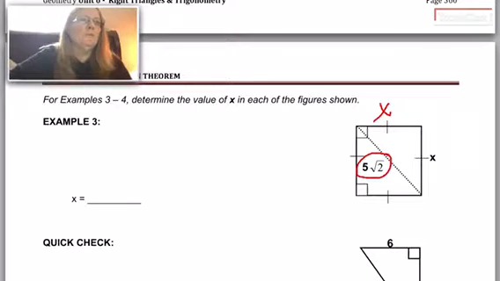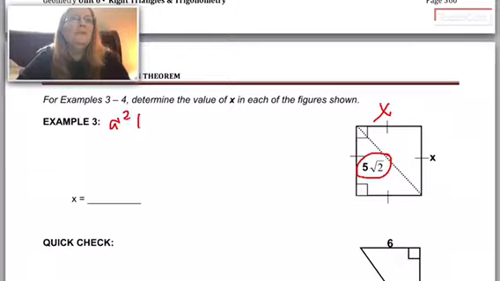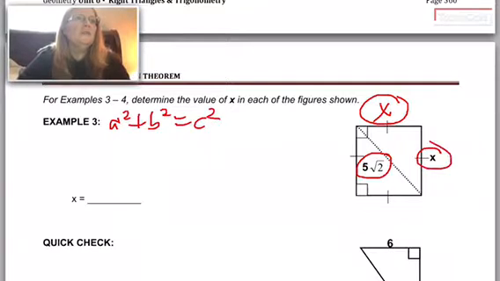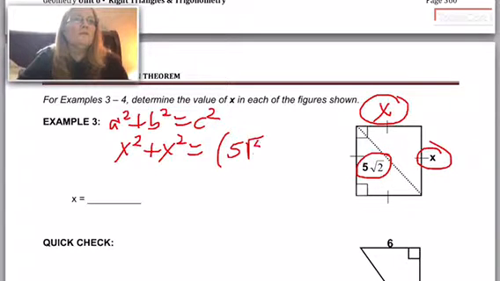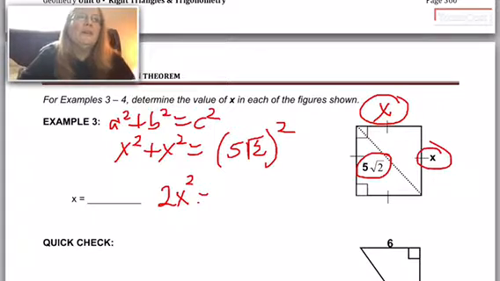So using a squared plus b squared, well, we could call a squared plus b squared is equal to c squared. Well, a and b are both x, so we can say x squared plus x squared is equal to 5 times the square root of 2, squared. x squared plus x squared is 2x squared. You can use your calculator for that, but you'll probably need to use double parentheses. But let me show you by hand.